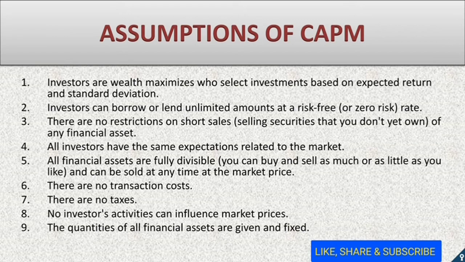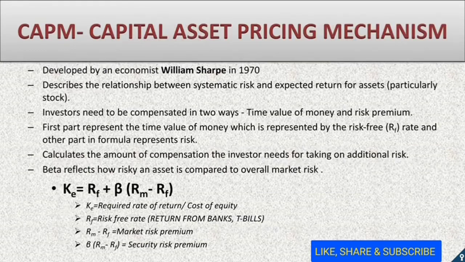No restriction is there. All investors have the same expectations from the market. All information is open. Nothing is hidden. All financial assets are fully divisible, meaning you can buy and sell as much or as little as you like. There is no transaction cost, no taxes, and no investor activity will influence the market price. And the last one is that the quantities of the financial assets are given and they are fixed. So these are the important assumptions of CAPM theory. This theory will work only and only when these assumptions are applicable.